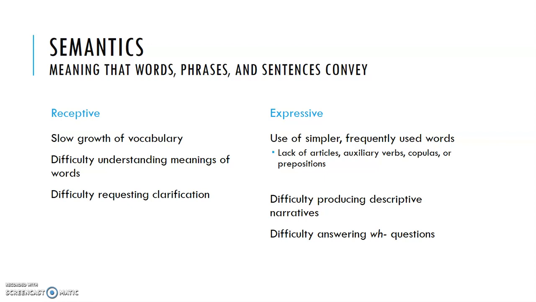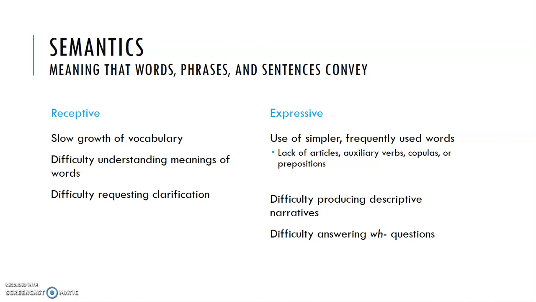They can also have difficulty understanding the meanings of words, either new words or words that are common in conversation, and they can have difficulty requesting clarification. This can relate back to them not knowing that they don't know the meaning of the word. They could get frustrated and walk away, throw a tantrum, or ignore you, and it's just because they don't know what you're saying. They don't understand that vocabulary.